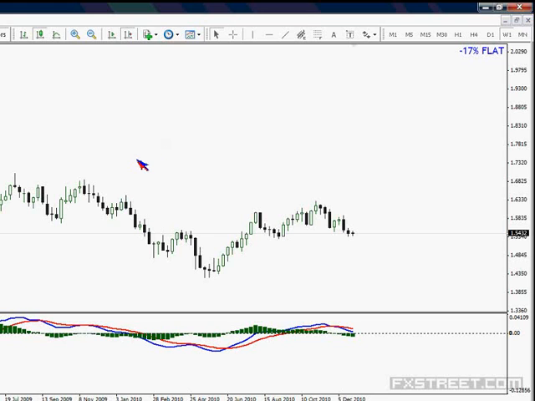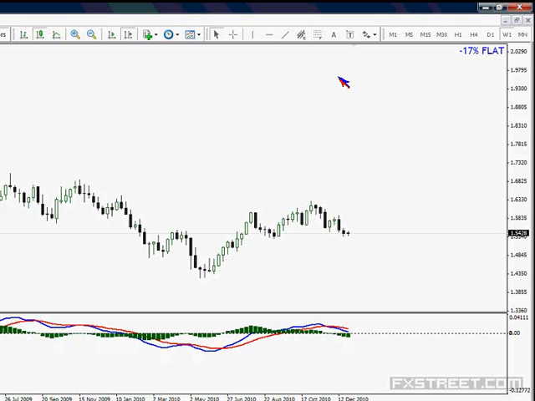So let's start with GU then. Looking at the weekly chart first. As always, we're looking at a longer term perspective. This is the trend line I've been pointing out for the last few weeks. It's the trend line defining the current downtrend.